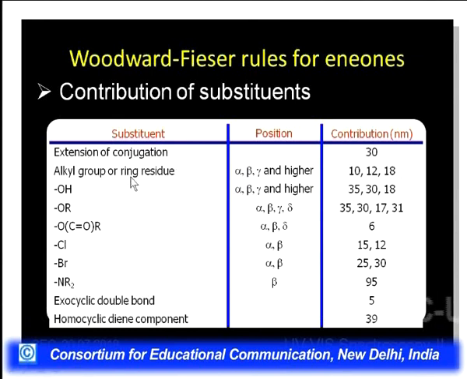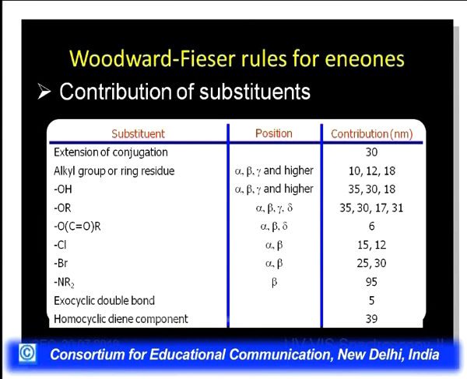But alkyl groups or ring residues will depend on at what position they are on the chromophore: alpha, beta, gamma and higher. For alpha it is 10, for beta it is 12, for gamma and higher it happens to be 18 nanometers. So here again, in the previous case what we had was we just counted the number of substituents or the ring residues and multiplied by 5, everything was in order.